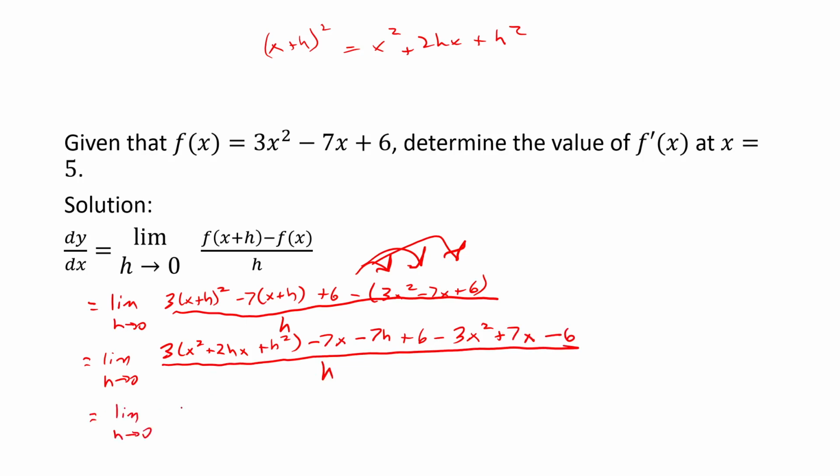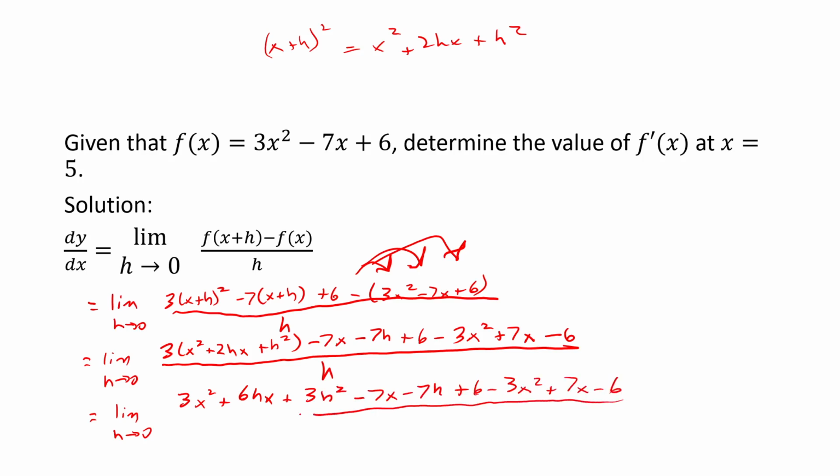Okay, I'm going to distribute that numerator. We get 3x squared plus 6hx plus 3h squared minus 7x minus 7h plus 6 minus 3x squared plus 7x minus 6, all over h. And now we're going to simplify that numerator.